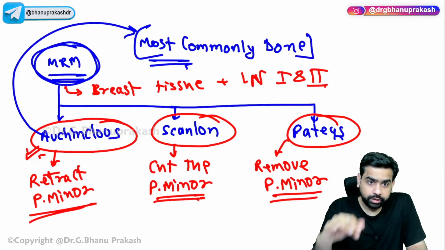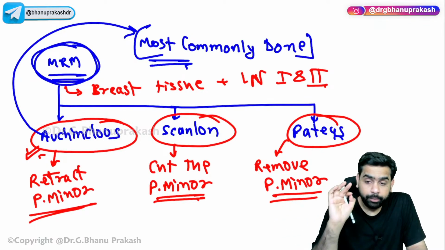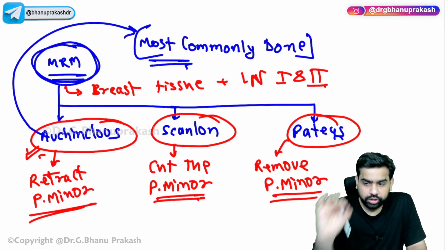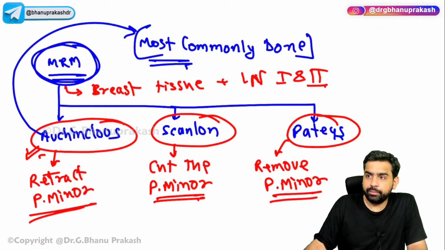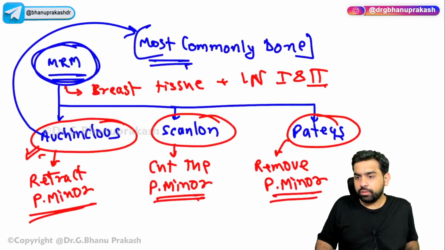In the modified radical mastectomy, you basically only remove the breast tissue and lymph node stations 1 and 2. Pectoralis major and minor are basically preserved in these patients. So pectoralis major and minor are preserved in the modified radical mastectomy. I hope you have understood this point.